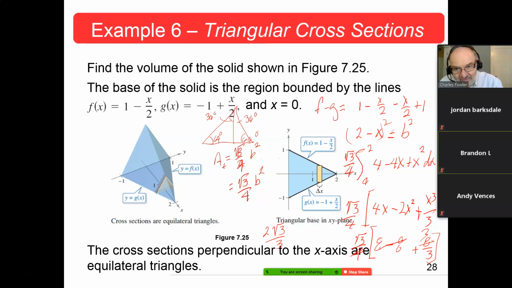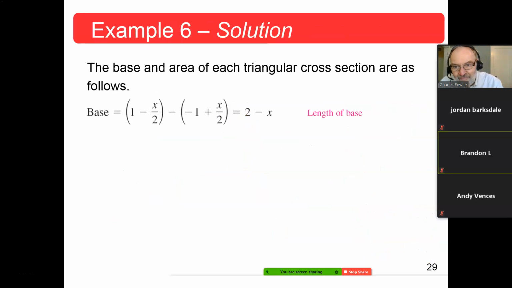Let's see how they did it. Maybe they'll make more sense than I will. Okay, the base and area of each triangular cross section are as follows. The base is the difference between those two, which was the 2 minus x, exactly what we called. I called that little b. Okay, yes. Now the area, and they just came up with, they didn't show you why, but they came up with the square root of 3 over 4 times the base squared.